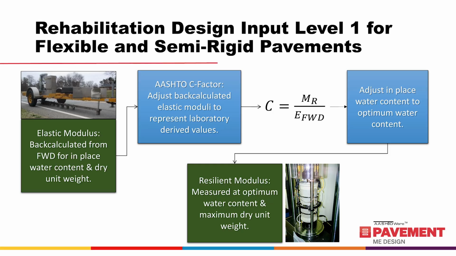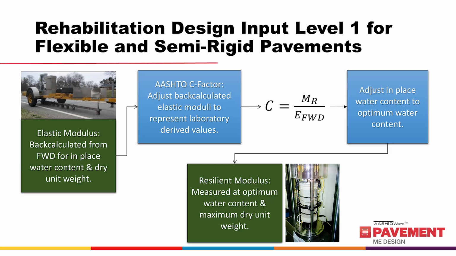Applying the C factor to the back-calculated elastic modulus values is a conversion to a laboratory equivalent value, but at the in-place volumetric condition. The MEPDG Manual of Practice and Training course provides additional information and references for the C values to convert or translate the back-calculated elastic modulus to an equivalent laboratory-measured resilient modulus at the same volumetric condition.